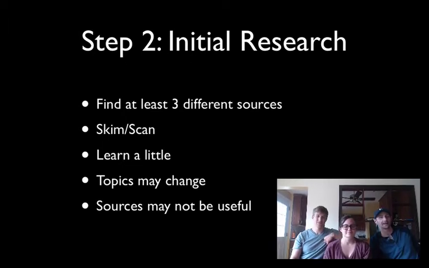So we're going to talk today about step 2, your initial research. The first thing we want you to do is take your topic. More than likely you're going to Google whatever your topic is and come up with a list of sources. We want you to find 3 different sources. And these 3 sources, we want them to be different types of sources, such as videos, news articles, websites.